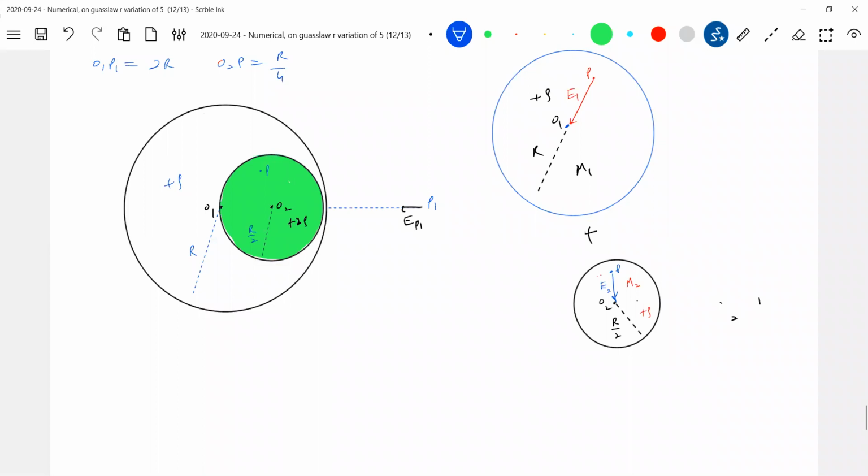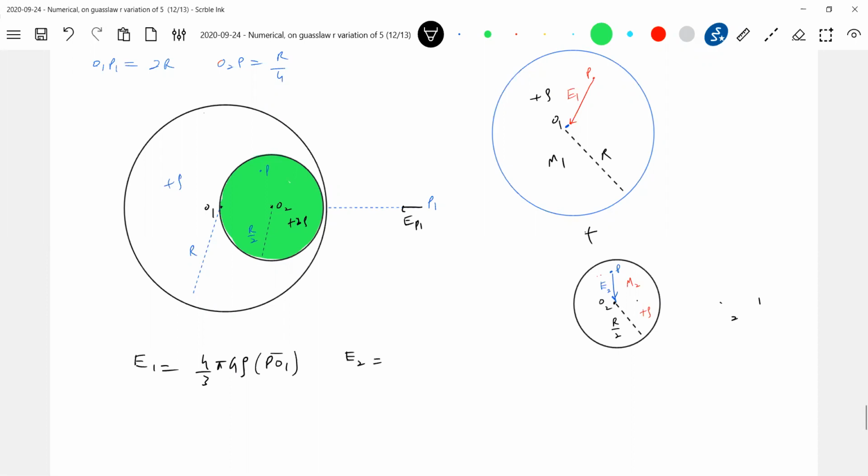What is E1? Looking at the diagram, what is E1? Anybody? Can you write E1? E1 should be 4 by 3 pi G. Density is how much? Rho, into what is the distance? Distance will be PO1 bar. That's smaller, no? That formula.